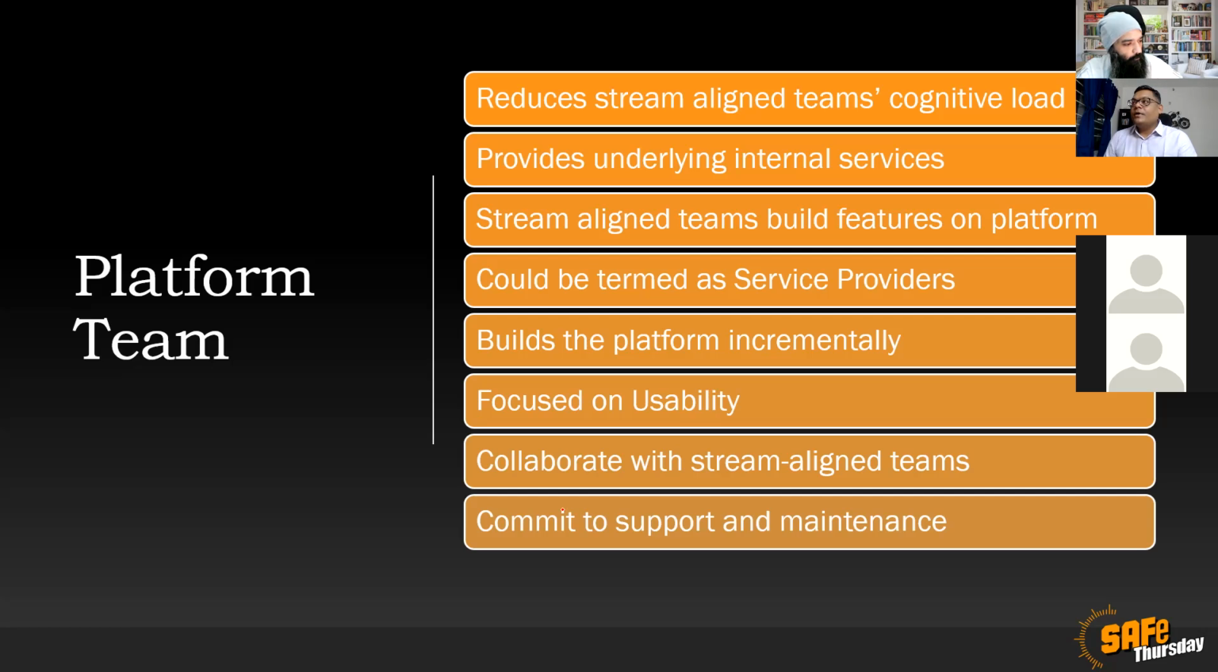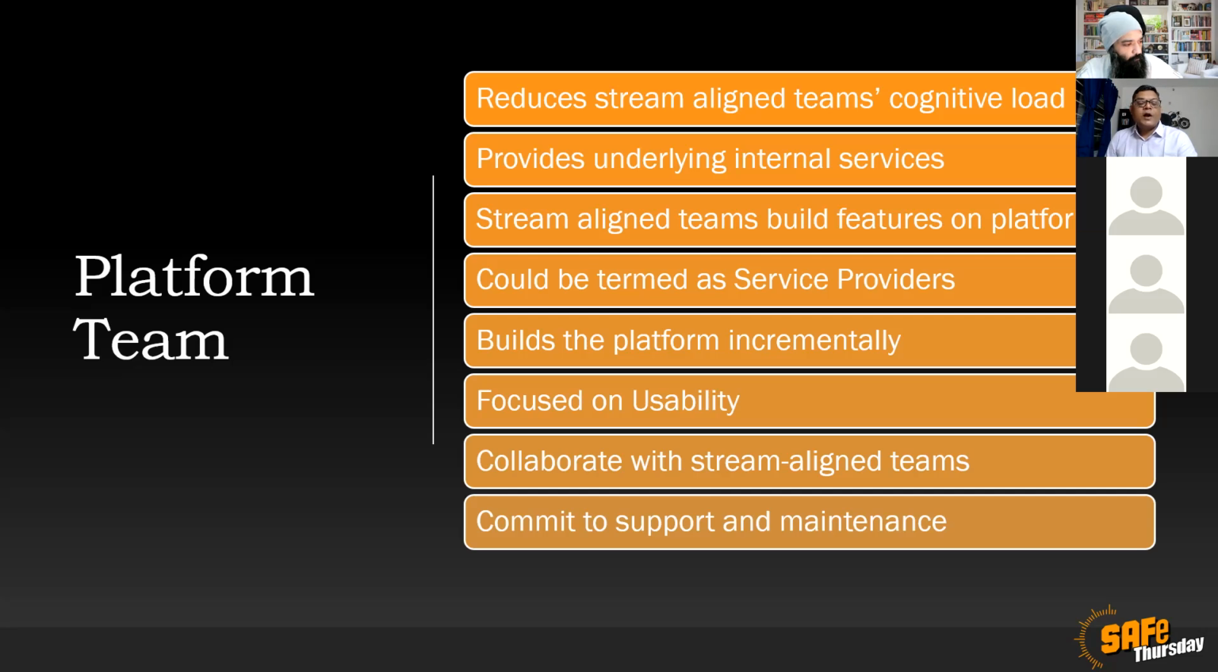But this platform team, again, they reduce the cognitive load of the stream aligned teams. So the stream aligned teams don't need to know everything about the architecture. They don't really need to build the architecture. So that is where we have a platform team dedicated to build the architecture of the product for the other feature teams or stream aligned teams to consume. They could be some underlying internal services. They could be the security framework. They could be the APIs, which is picking data from different sources, and then the feature teams, they call the API to use or consume the data.